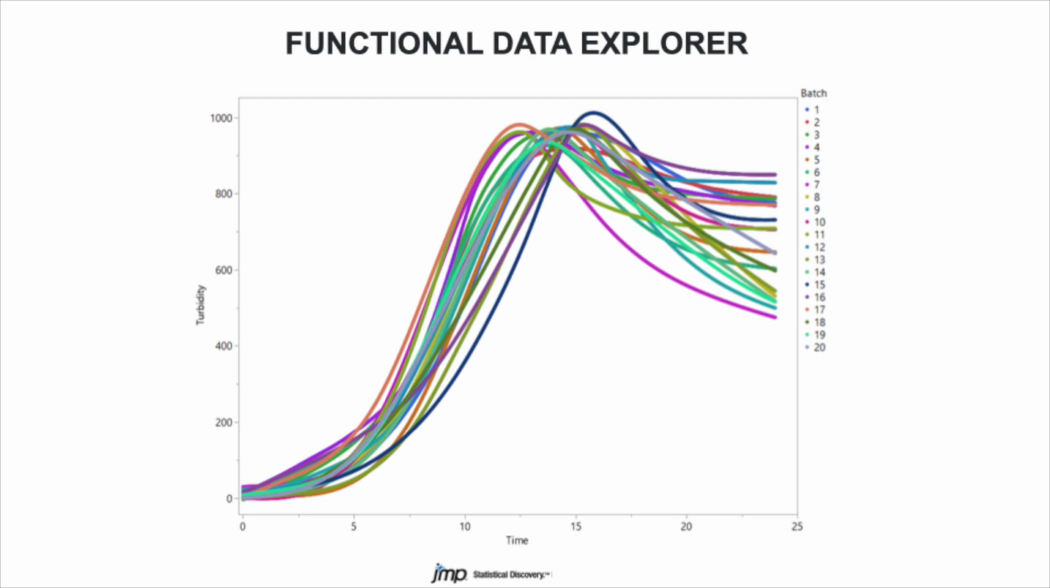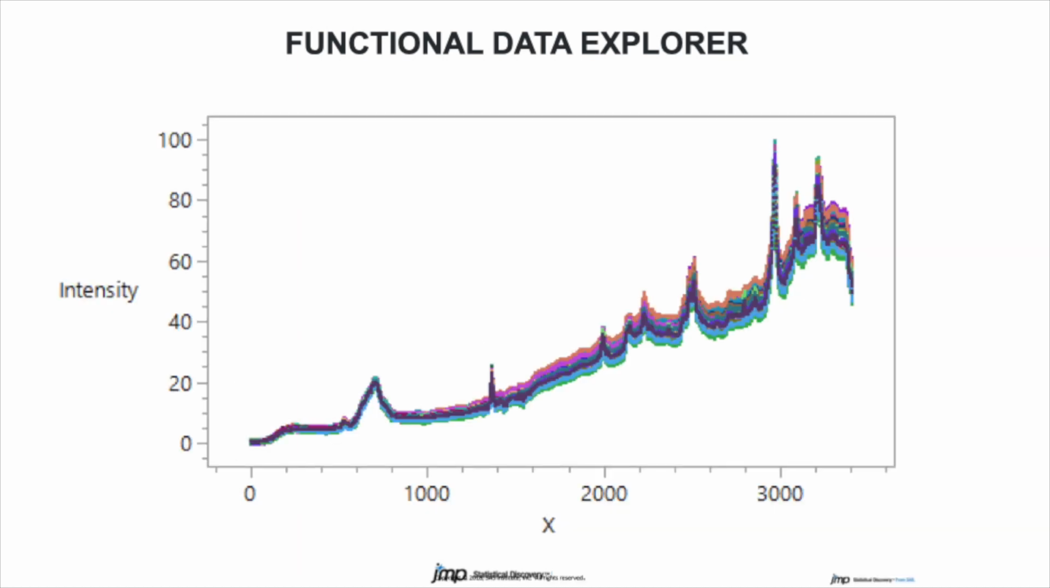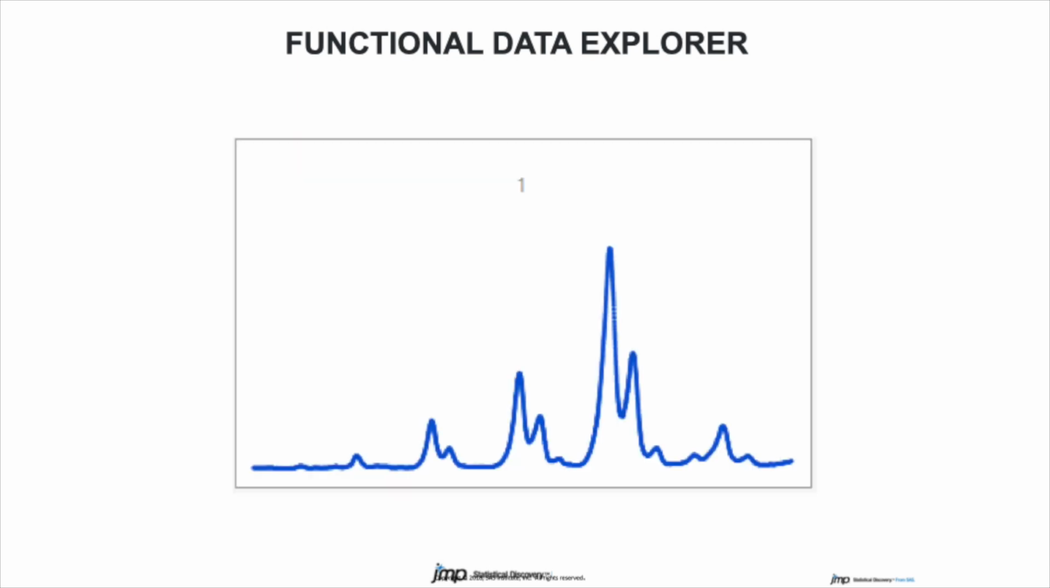Microbial growth curves are a very common type of functional data that arises in the biotech industry. Raman spectra are also very, very common in chemical applications. High performance liquid chromatography is a very important analytical tool in the pharmaceutical and biotech industries as well.